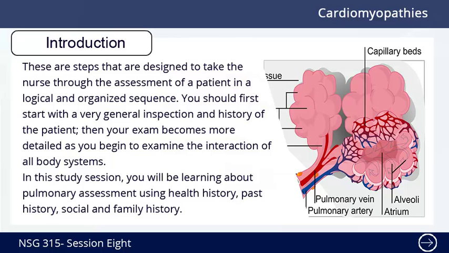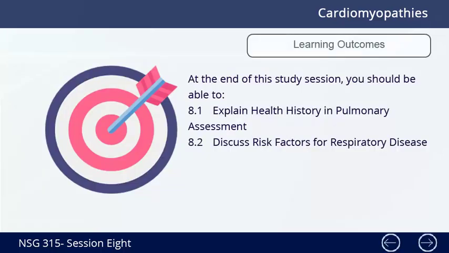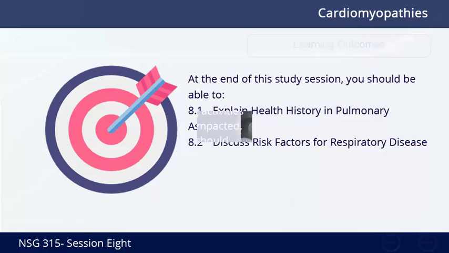In this study session, you'll be learning about pulmonary assessment using health history, past history, social and family history. Learning outcomes for study session 8. At the end of this study session, you should be able to: number 1, explain health history in pulmonary assessment, and number 2, discuss risk factors for respiratory disease.